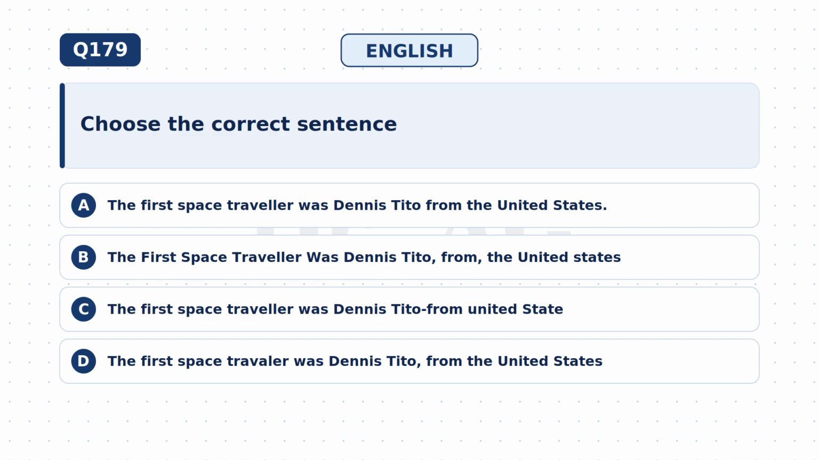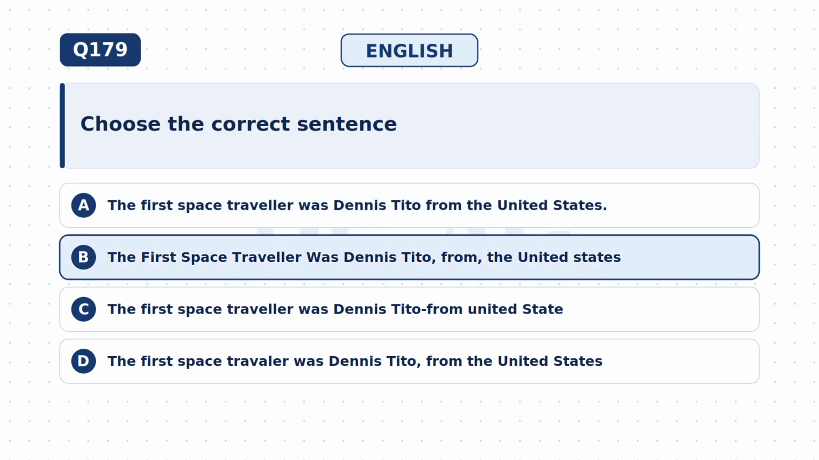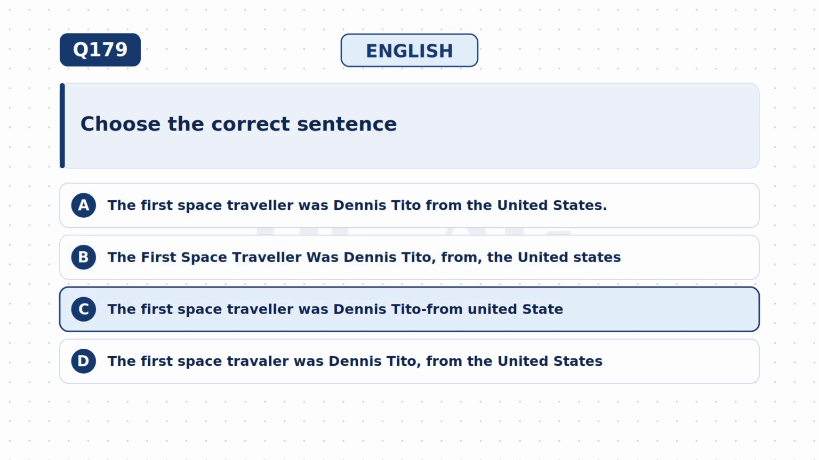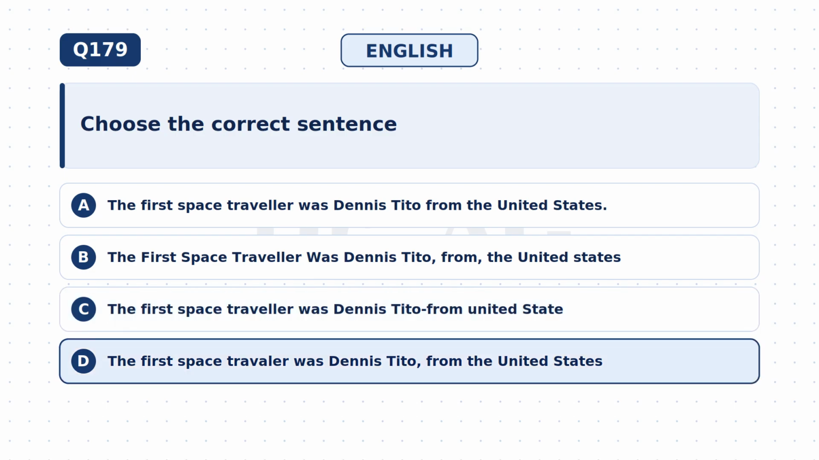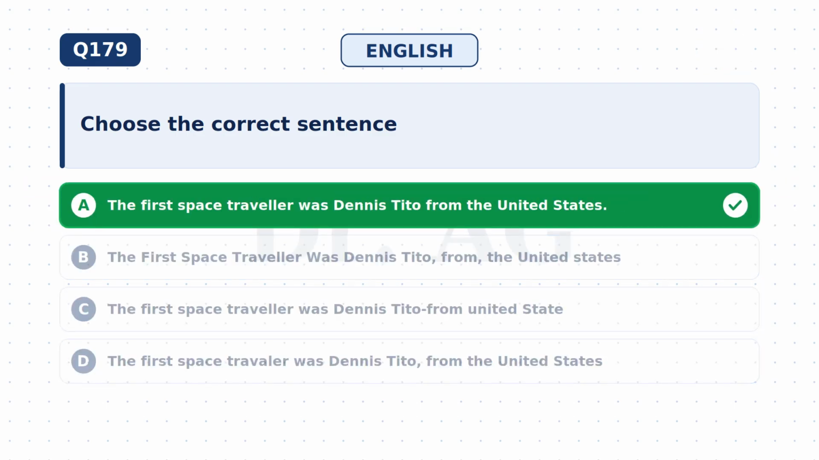Question 179. Choose the correct sentence. Option A. The first space traveler was Dennis Tito from the United States. Option B. The first space traveler was Dennis Tito from the United States. Option C. The first space traveler was Dennis Tito from United States. Option D. The first space traveler was Dennis Tito from the United States. The correct answer is A. The first space traveler was Dennis Tito from the United States.